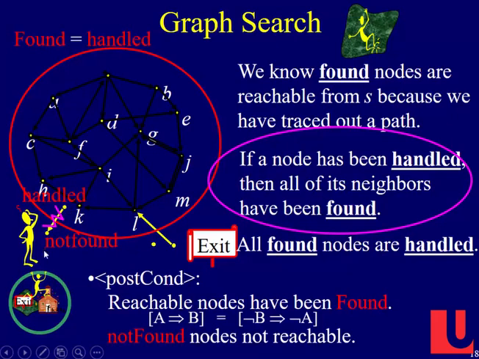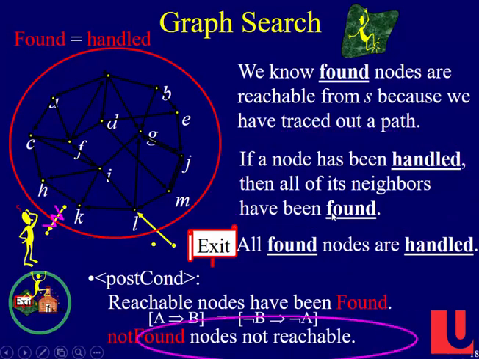Like, can there be such an edge? Proof by contradiction, there's an edge. Well, this guy's found and this one's not handled, so we're contradicting our loop invariant. Right?